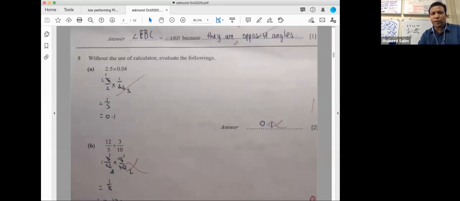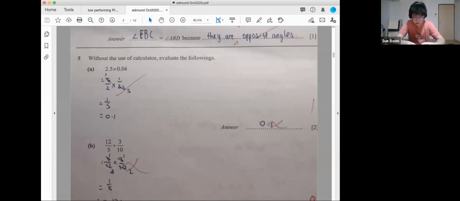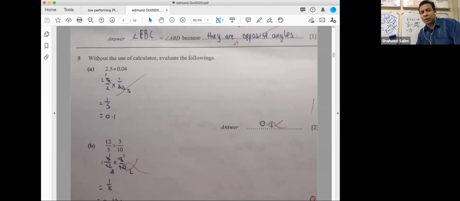But your whole working here is wrong. 1 over 5 is actually times 2 is 2 over 10. So your answer should be 0.2. That's why your answer is correct, but maybe you used a calculator, is it? Yeah. So they say without the use of a calculator.